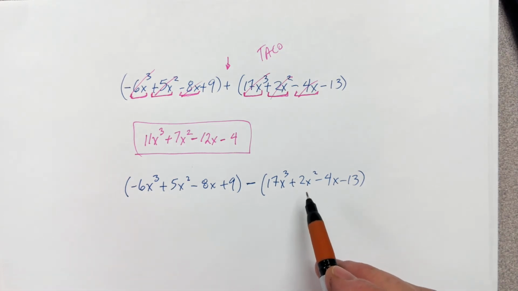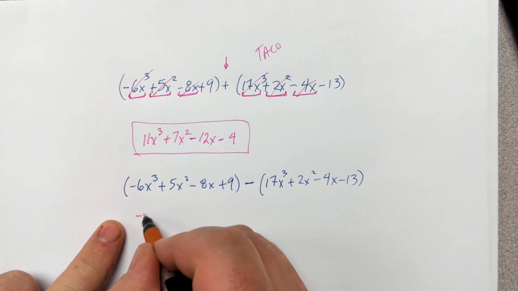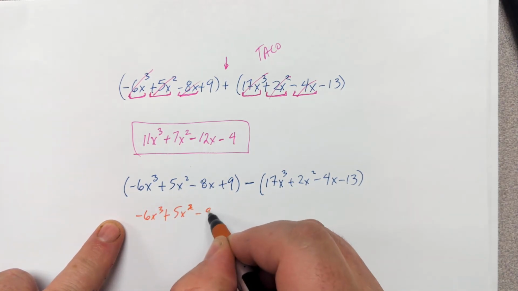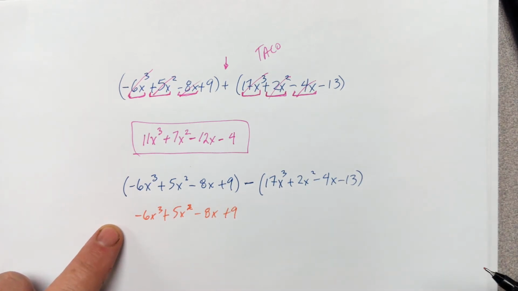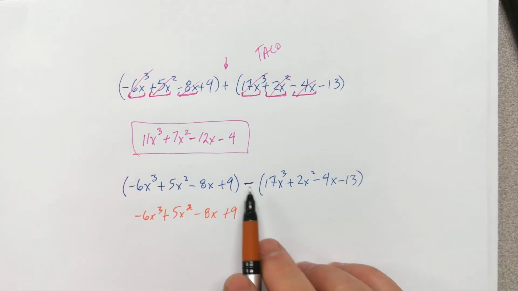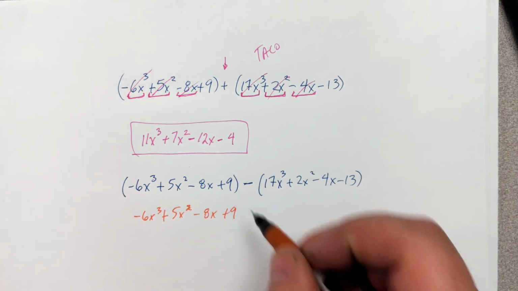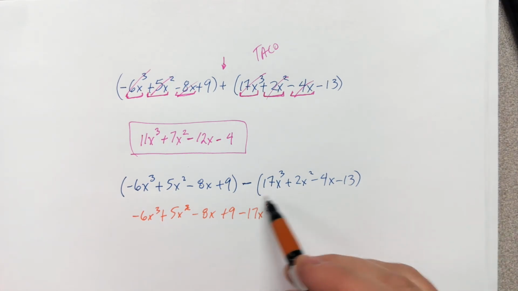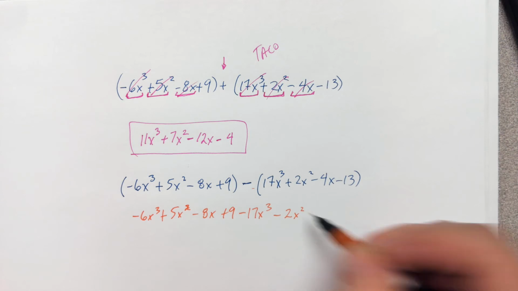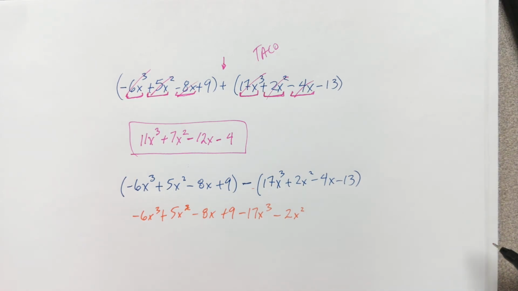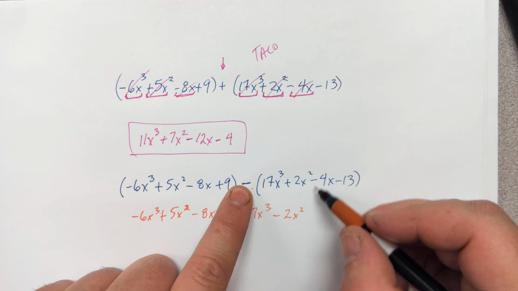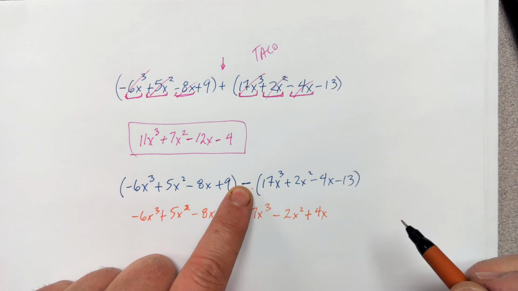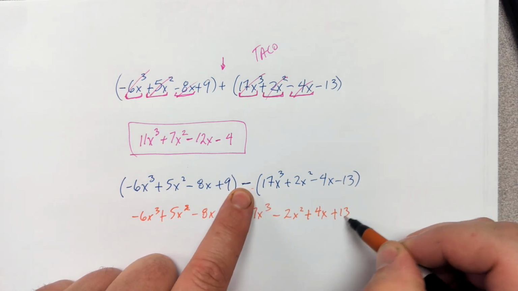So this is what I would do if I was being careful. I would go ahead and say, okay, that's 6x cubed plus 5x squared minus 8x plus 9. Now, that part stayed the same. It didn't change because I'm subtracting all of this. So look, I'm going to subtract 17x cubed. I'm also going to subtract positive 2x squared. You're changing the symbol. And this one, minus negative 4 is plus 4. Minus a negative is plus 4. And minus 13 is plus 13. All the signs changed.